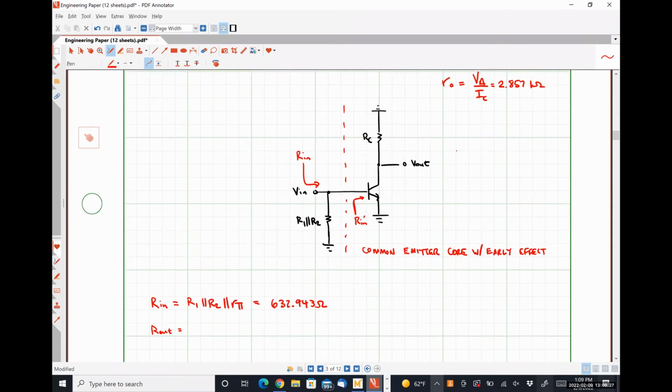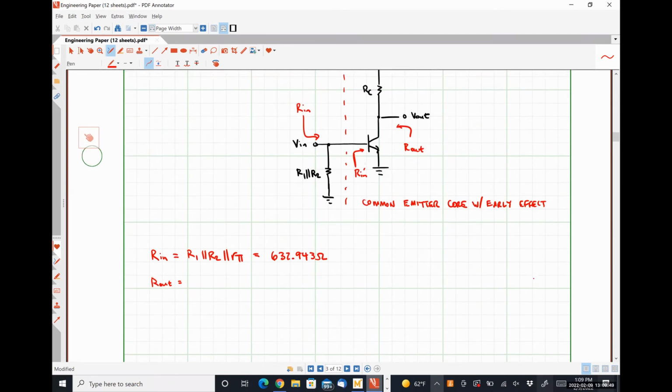Output resistance is this quantity, right? So what do we see looking into the output terminal? RC in parallel with r naught, absolutely right. This extra resistor here doesn't do anything. 124.8 ohms.